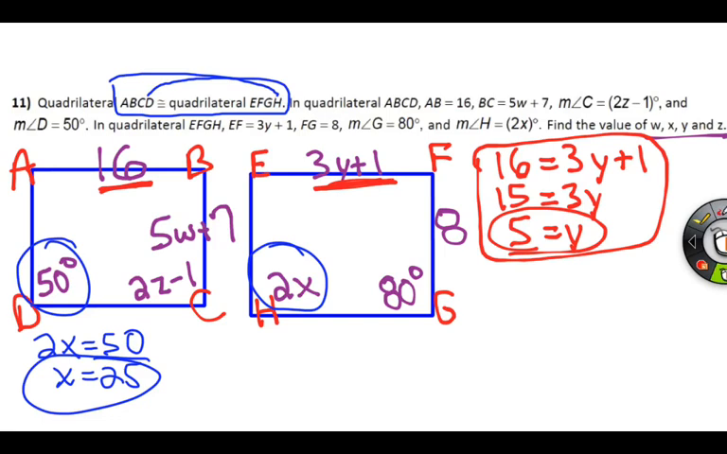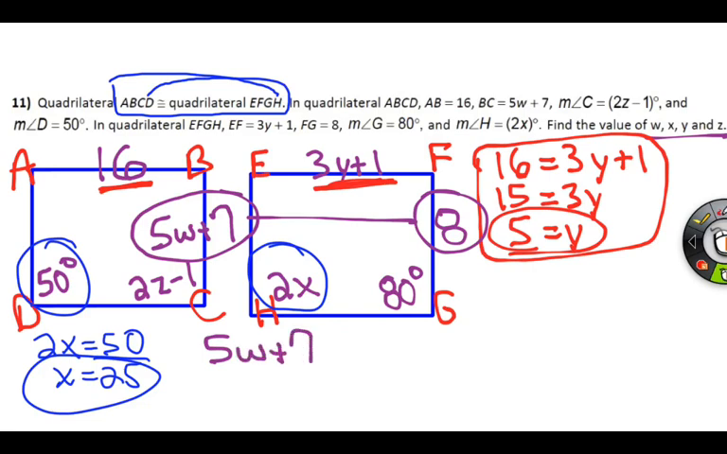Okay, let's find another letter. So let's find W. Notice this is in the same spot, these two, they're equal. So then we would say 5W plus 7 is equal to 8. So 5W equals, we had to subtract 7, so that'd be 1. So W equals 1/5. Okay?